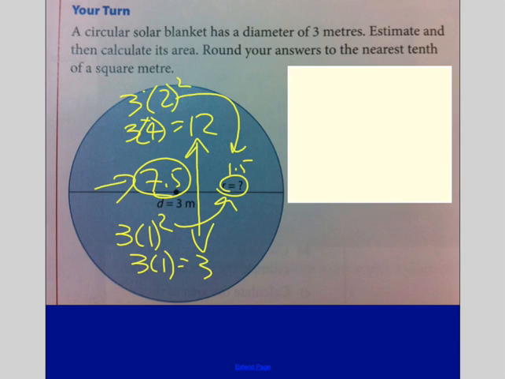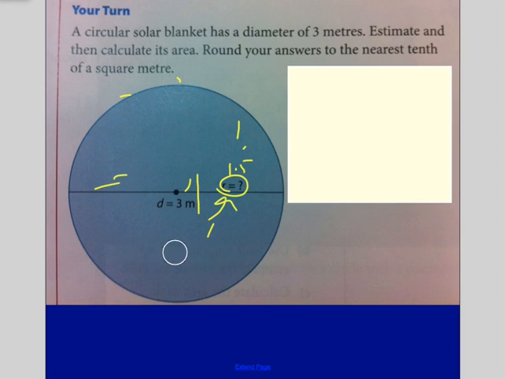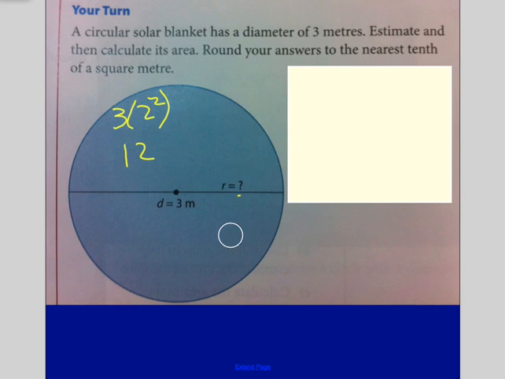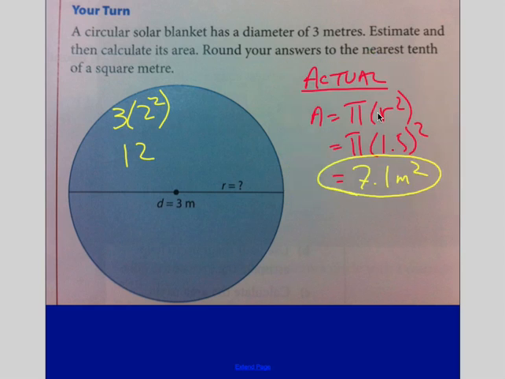Now, if some of you know that 1.5 squared is 2.25, then that's awesome. You could just round that to 2 and say it's 3 times 2 squared, which is going to be closer to 12. Okay? So when I actually use the calculator, I'm going to get rid of this. Oh, hang on. Delete that. And there's my answer.